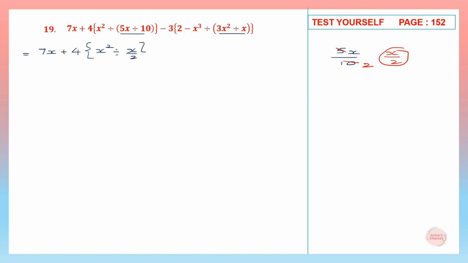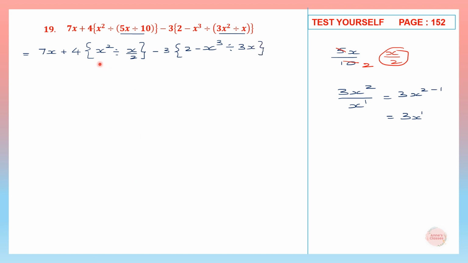So we have our curly brackets again, minus 3 into curly brackets here, 2 minus x cube divided by, now again we're going to work out what is within brackets, and that is 3x square divided by x. So the number will be 3, x square minus 1, 2 minus 1 because this is 1 and it is division. So this becomes 3x to the power of 2 minus 1 is 1, or 3x. So divided by 3x. So we've removed the parenthesis, we put back the curly brackets.